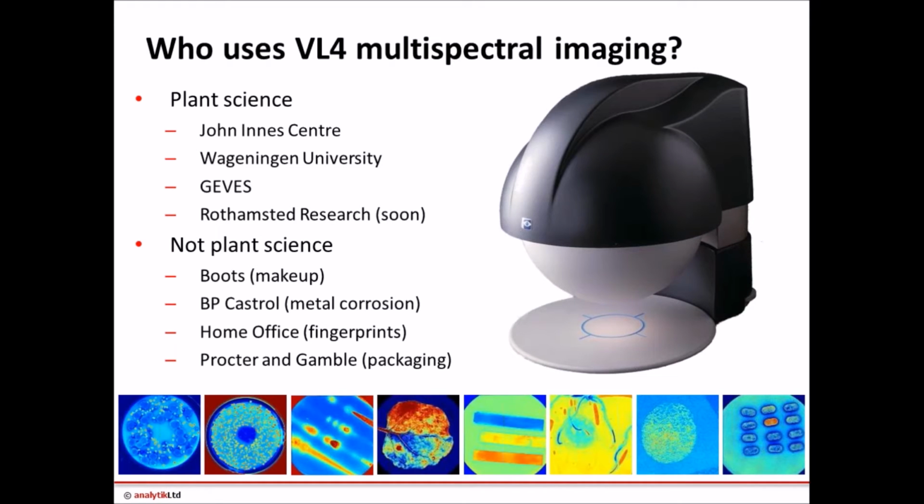Some examples of not plant science customers just in the UK. We have Boots, who use it to look at makeup or makeup wear. BP Castrol, using it for metal corrosion experiments. The Home Office has one at their experimental research labs to look at fingerprint development and fingerprint analysis, and Procter & Gamble have one in Egham for looking at counterfeit packaging. So widely different applications, really very versatile, and even in plant science it's very hard to say what a certain research group might want to use it for. It has all sorts of applications.